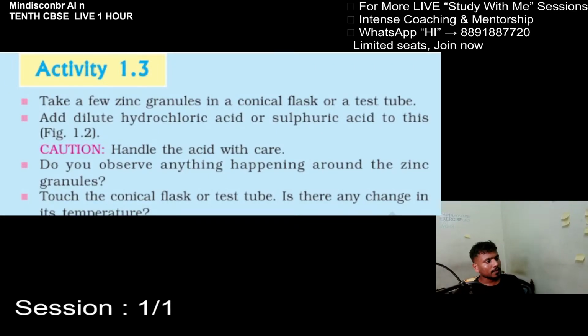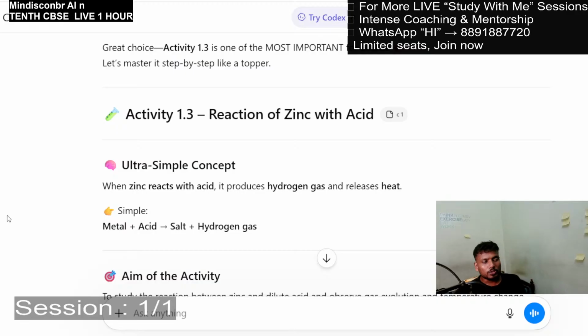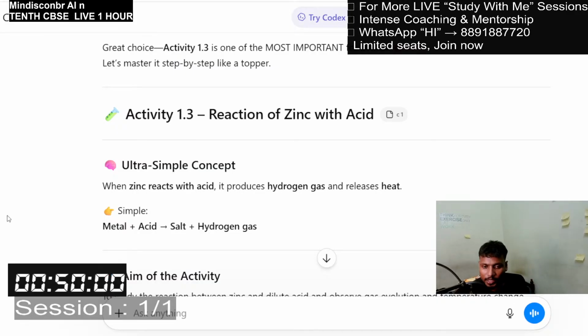Okay, now we are going to study activity 1.3 from our chemical reactions chapter. What is activity 1.3? Take a few zinc granules in a conical flask or a test tube. Add dilute hydrochloric acid or sulfuric acid with this. So zinc granules plus dilute hydrochloric acid or sulfuric acid, HCl or H2SO4.